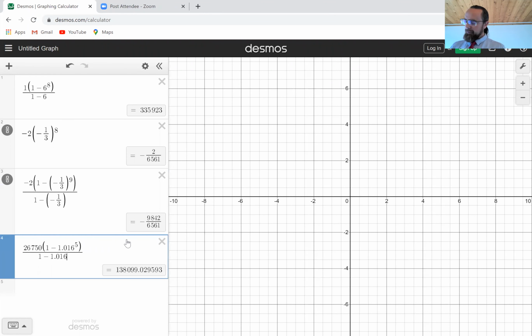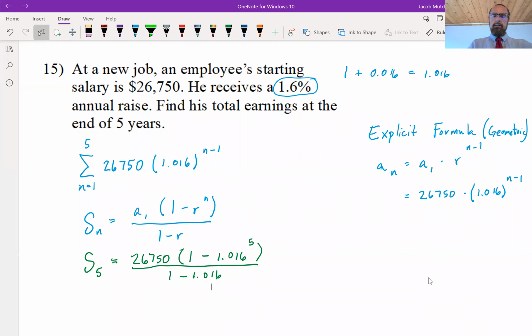And over 5 years, it looks like if we were to add up this person's salaries, including the 1.6% pay raises, should be a total of $138,099.03. We'll head back to our note screen to finalize that value. So again, that has the value of about $138,099.03.